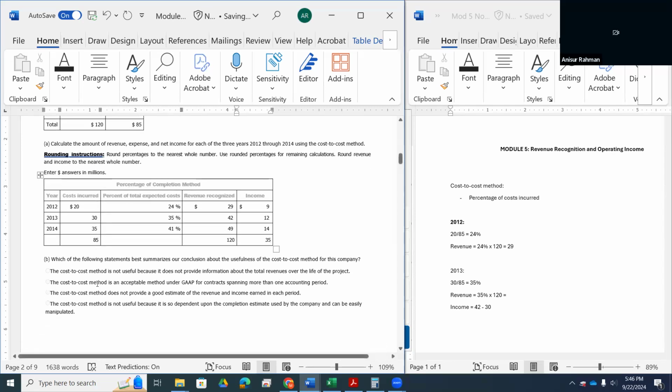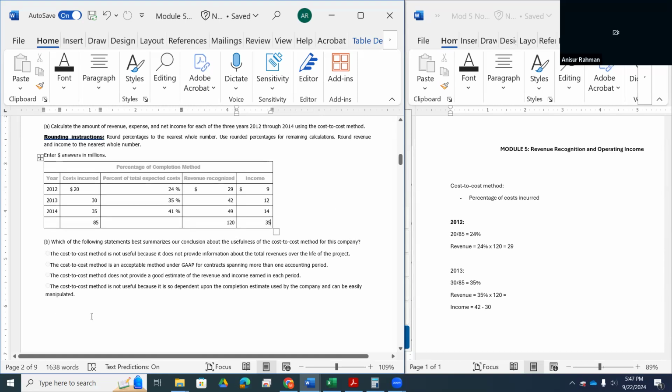Now there is a theory question. Which of the following statements best summarizes our conclusion about the usefulness of the cost-to-cost method for this company? I will leave this question to you. I want you to go over the chapter, and after you understand the concept thoroughly, you should be able to answer this question.